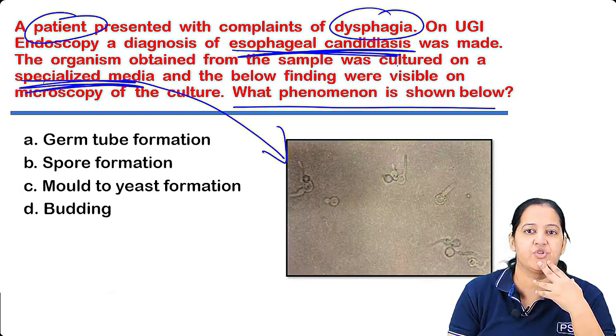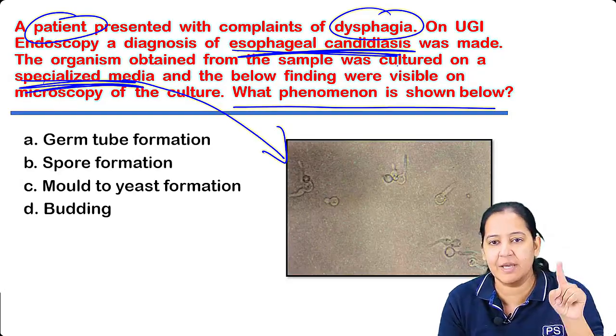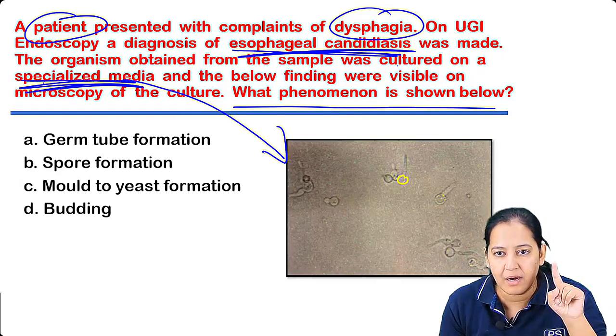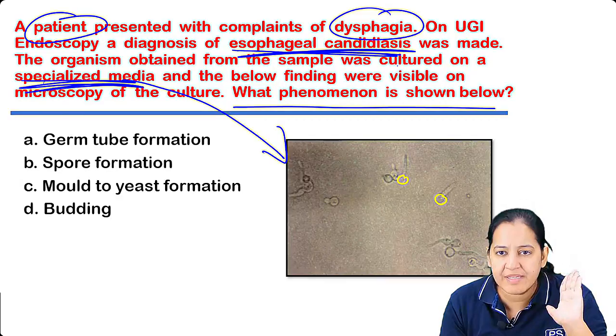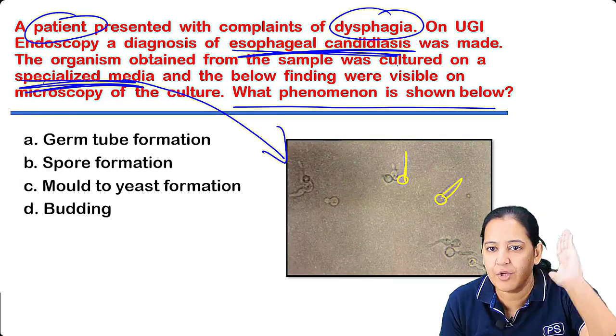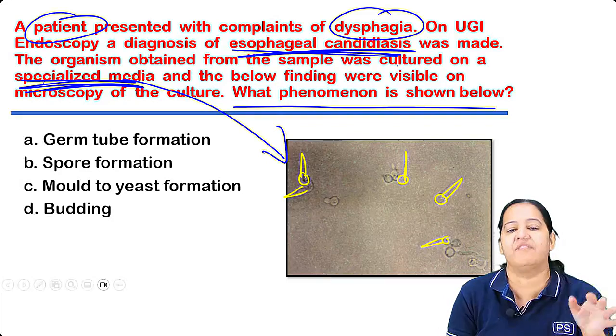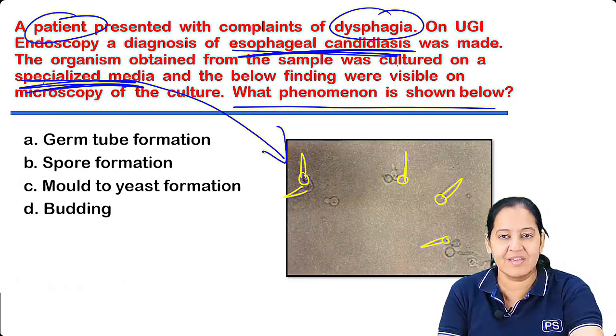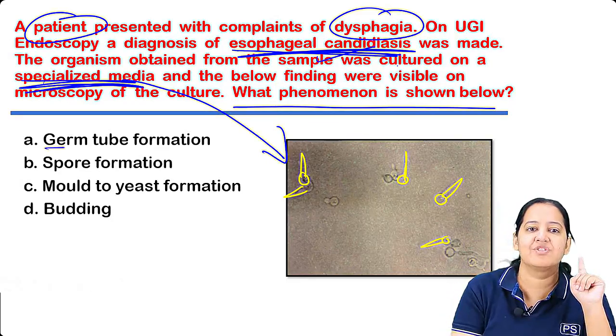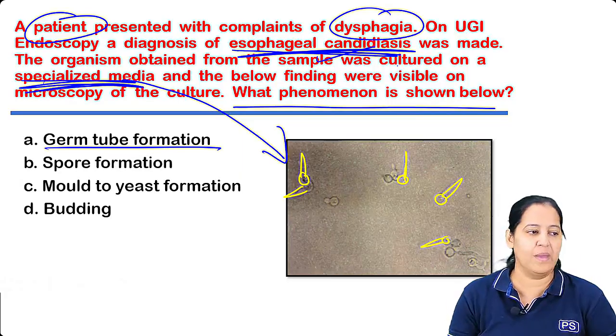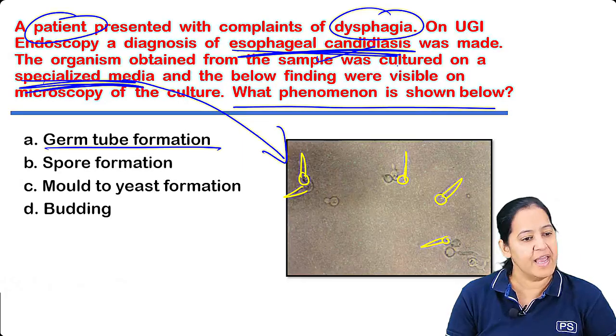Which phenomenon is shown? So in the image, what can you see? In the image, I can see small yeast are there. From that, some tube-like structure is coming out. Appreciate the tube-like structure. So basically, it is a germ tube experiment we are conducting in Candida. The diagnosis is given to you, Candida. So my answer is germ tube experiment. This is the way we deal with the question. The correct answer is A, and you all are correct.